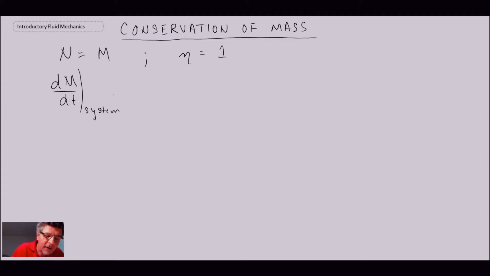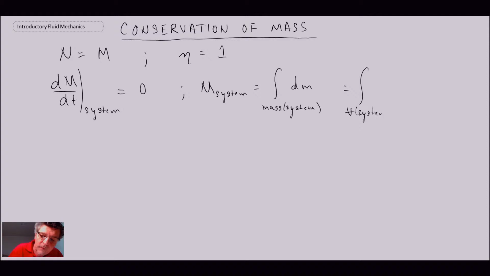And we know from conservation of mass, mass can neither be created nor destroyed. So we say that that's equal to 0. And the mass of the system is then defined as an integral either over dm or through our volume of the system. That's where we had rho dV.